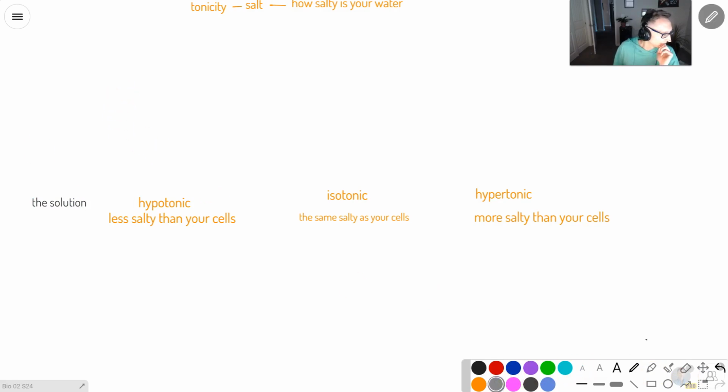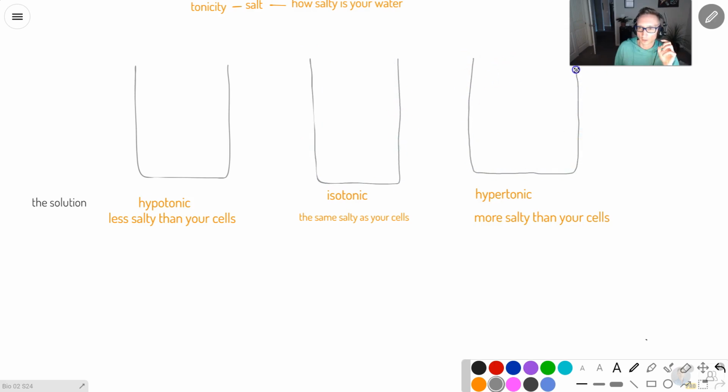So let's say, I'm trying to remember what the actual tonicity is of our blood. I think it's 0.9. Doesn't matter. We'll figure that out in lab. I can't remember off the top of my head what it is, but let's just do it like this. All right, so we got our little beaker. We got our little beaker. And we got our last but not least, our little beaker. We got our water.